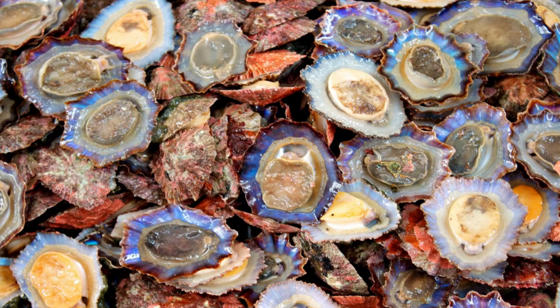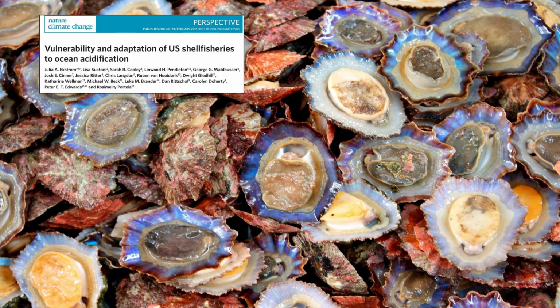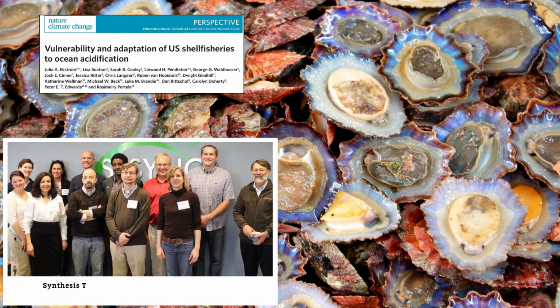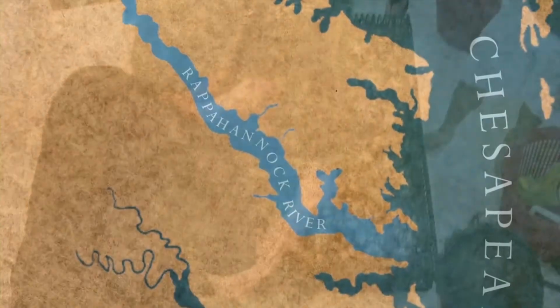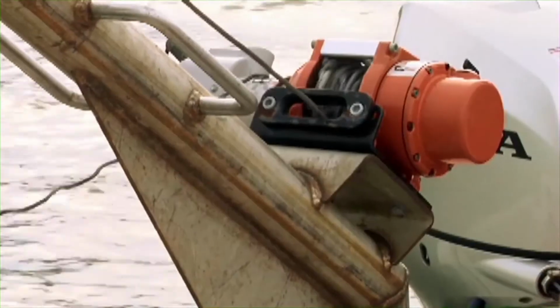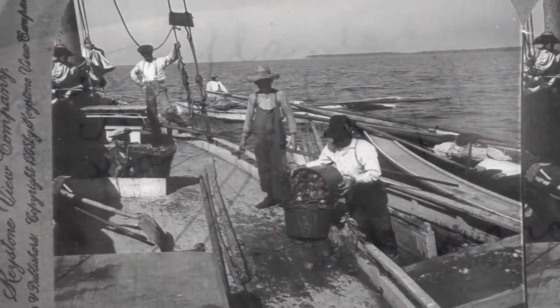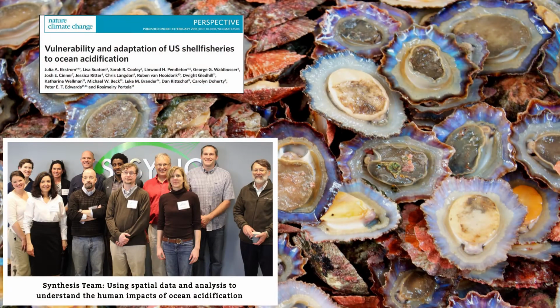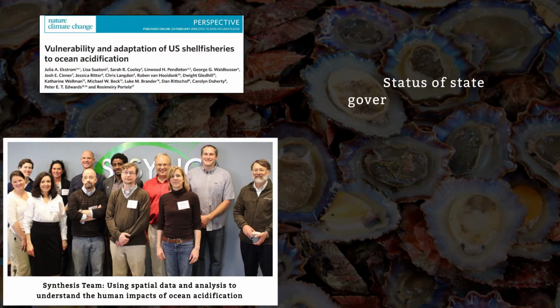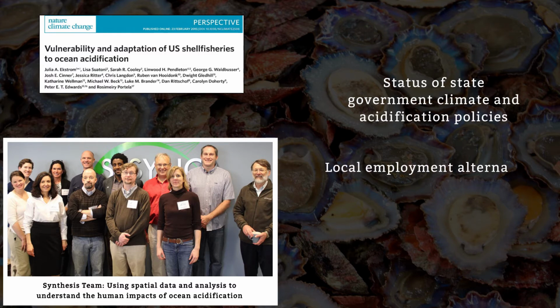Focusing on the coastal U.S., Julie Ekstrom and her team combined spatially explicit model outputs on ocean acidification with data from local regions on the amplifying factors. For each region, the team also gathered data on shellfish harvesting, associated economics, and adaptive capacity. The ability to adapt was represented by 3 classes of indicators: status of state government climate and acidification policies, local employment alternatives, and availability of science.